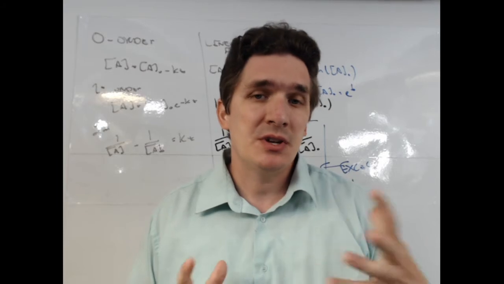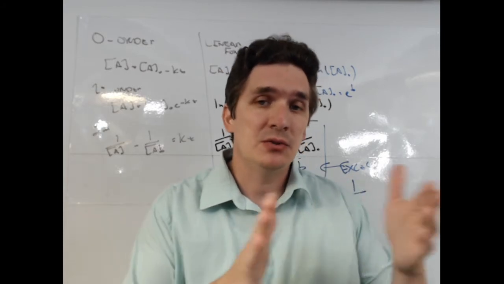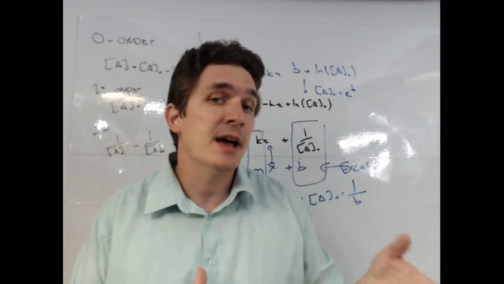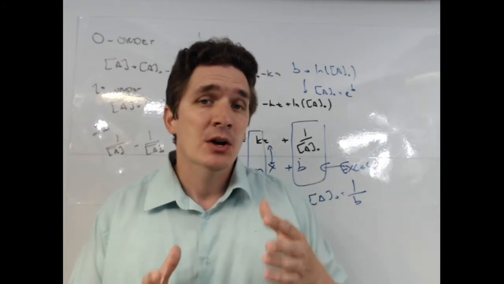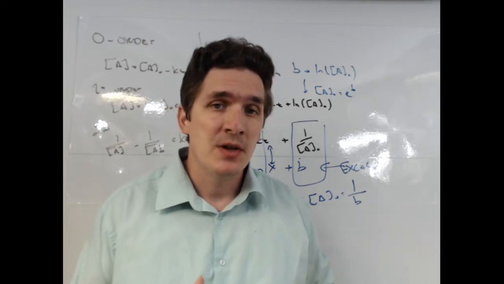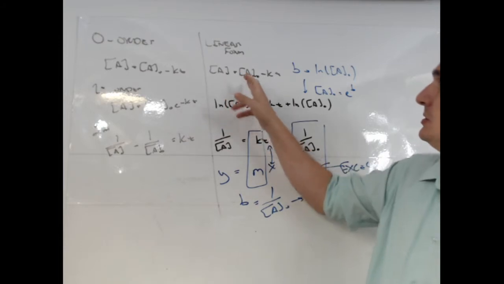So that's how you do this concentration versus time homework. You've got to create the three plots: concentration versus time, 1 over concentration versus time, and natural log of concentration versus time. Whichever one of those is most linear, that tells you the order. From that, you're going to look at the kinetic model.